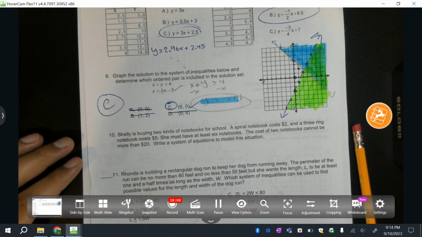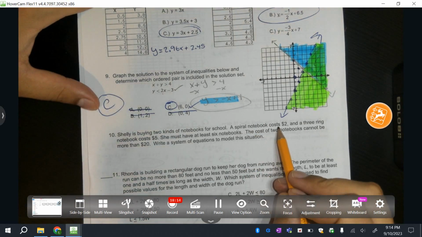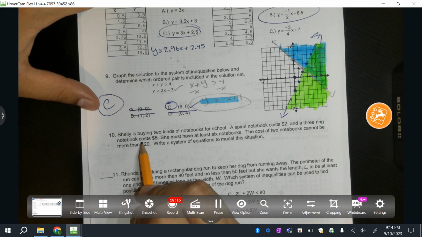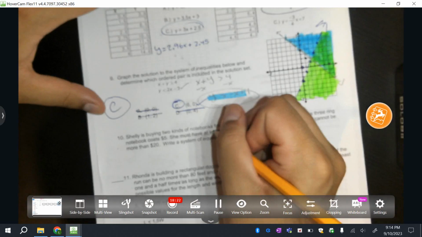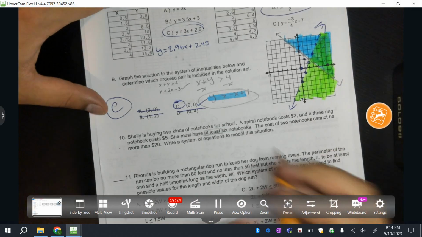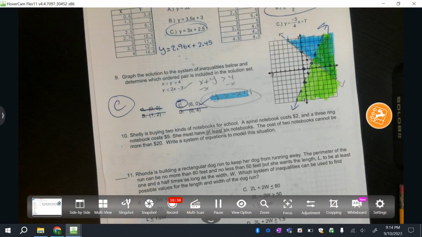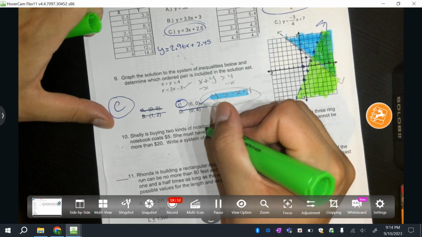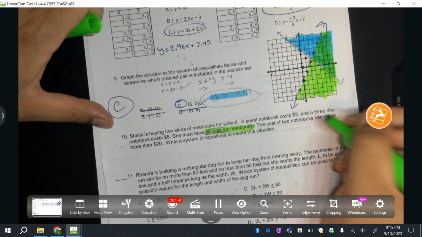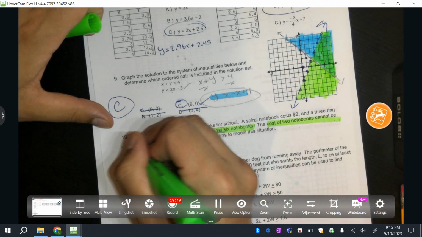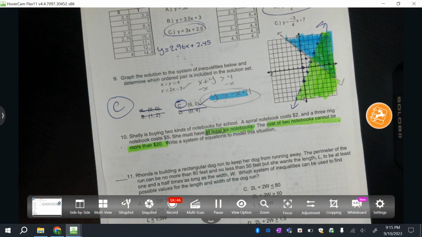Alright, then for number 10, it says Shelly is buying 2 kinds of notebooks for school. A spiral notebook costs $2 and a 3-ring notebook costs $5. She must have at least 6 notebooks. The cost of the notebooks cannot be more than $20. Alright, so let me just highlight those. At least 6 notebooks. The cost cannot be more than $20. So it says write a system of inequalities to model this situation.